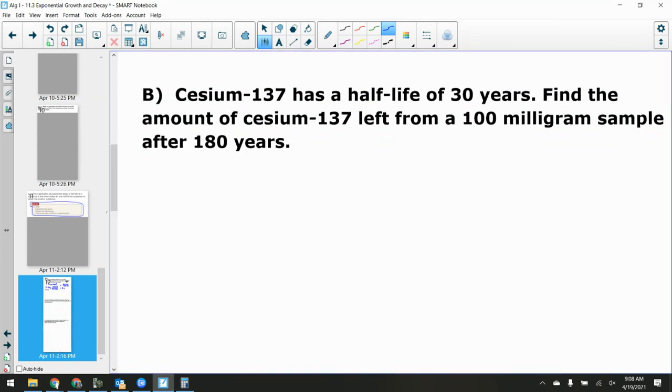So this other element, whatever, cesium-137. Cesium-137 has a half-life of 30 years. So this is something that's going to take a long time to break down. Cesium-137 has a half-life of 30 years. Find amount left from a 100 milligram sample after 180 years. All right, so let's do this again. A is equal to P times 0.5 to the t power.